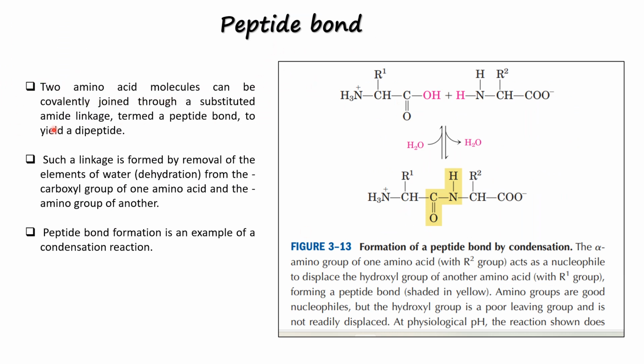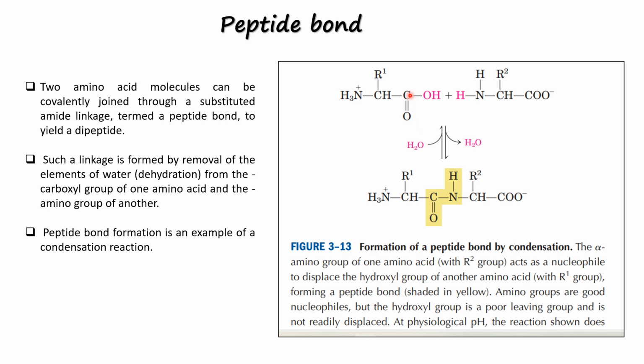Two amino acid molecules can be covalently joined through a substituted amide linkage, termed a peptide bond, to yield a dipeptide. When two amino acids are joined together by this bond, known as the peptide bond, which is a type of covalent bond, they form a dipeptide. Such a linkage is formed by the removal of the elements of water, dehydration, from the carboxyl group of one amino acid and the amino group of another. When this bond is formed, a water molecule is eliminated. So there will be a dehydration.